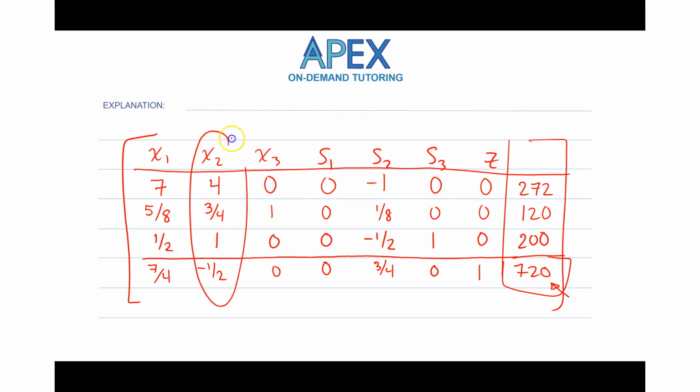We're going to select our column with the most negative number at the bottom row, which again is -1/2, and we're going to do our ratio. So we'll find that 272 over 4 is 68, 120 over 3/4 is 160, and 200 over 1 is 200. So the smallest positive number is 68. That is going to be the row that we'll focus on, and this is going to be the pivot element.